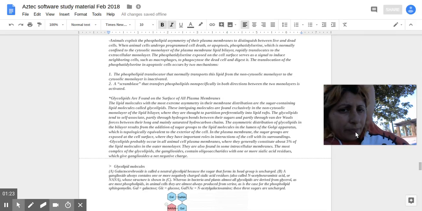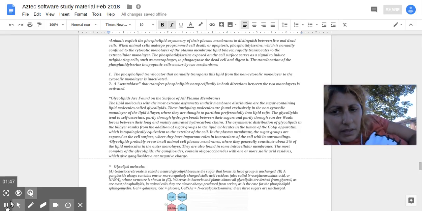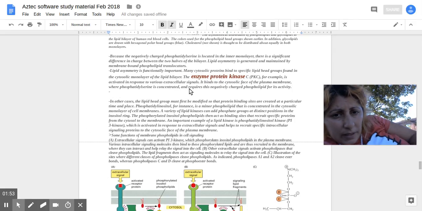So, when animal cells undergo programmed cell death or apoptosis, phosphatidylserine, which is usually confined to the cytosolic monolayer of the plasma membrane lipid bilayer, rapidly translocates to the extracellular monolayer. The asymmetry in lipid bilayers is generated and maintained by membrane-bound phospholipid translocators, which are like enzymes or proteins.